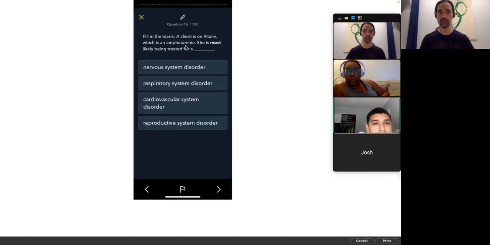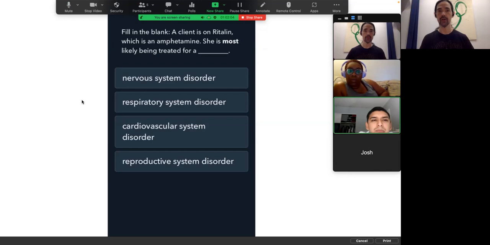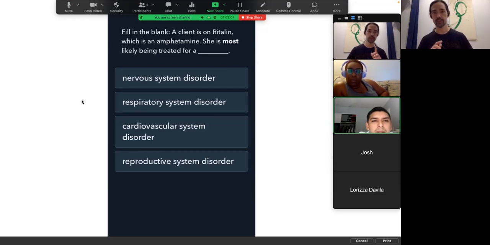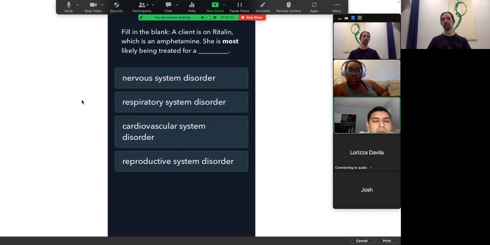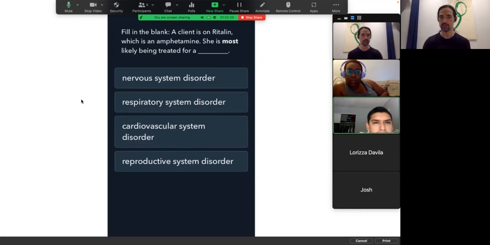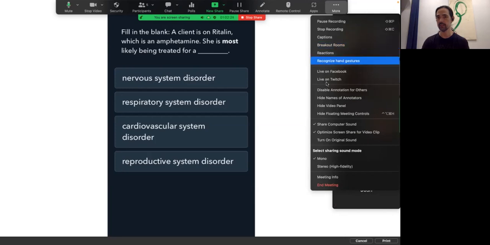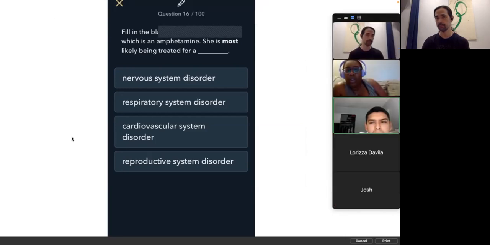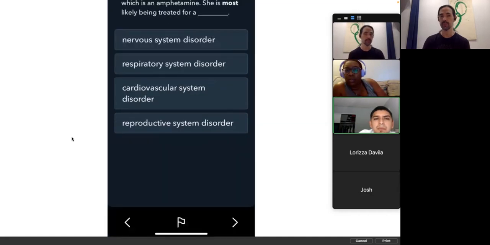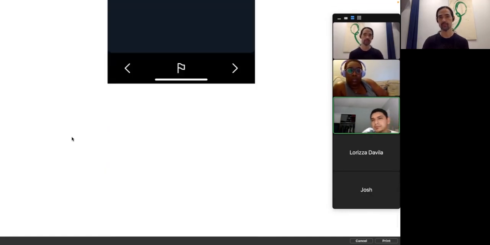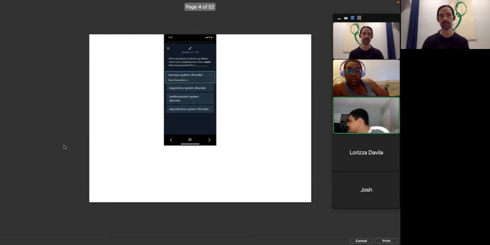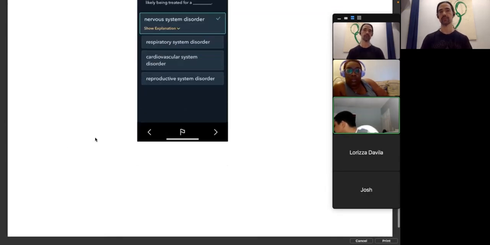A client is on Ritalin, which is an amphetamine. She is most likely being treated for a nervous system disorder, a respiratory system disorder, a cardiovascular system disorder, or a reproductive system disorder. What do you guys think? Ritalin, which is an amphetamine. Nervous system? Yeah, that's right. And the answer is definitely a nervous system disorder.